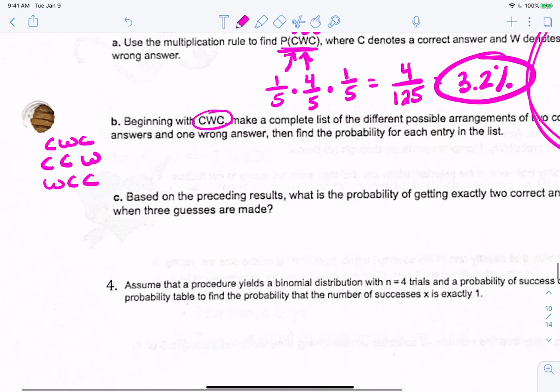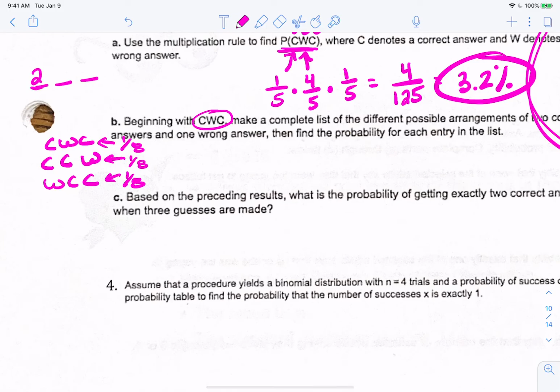Find the probability for each entry in the list. Okay. So each one of these has a 1/8 chance of happening, right? 1 out of 8, 1 out of 8, 1 out of 8. Do you guys understand why it's 1/8? There are 8 total combinations, okay? If I have 3 things here, each could be one of 2 things. It could be correct or wrong, correct or wrong, correct or wrong. So there are 8 possible combinations that I could have out of this list. Each one of those is 1/8.